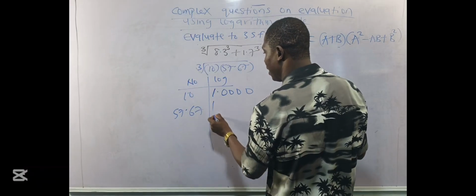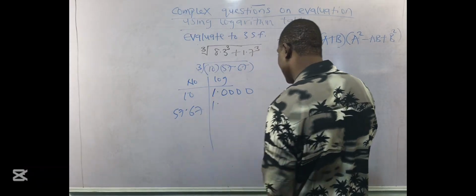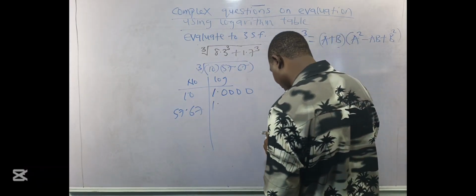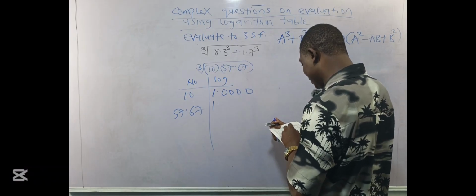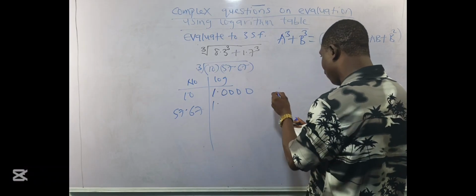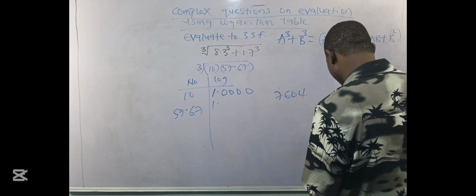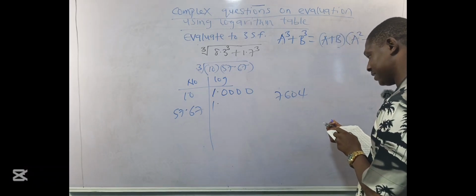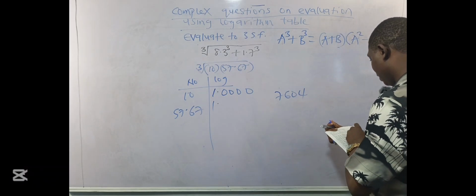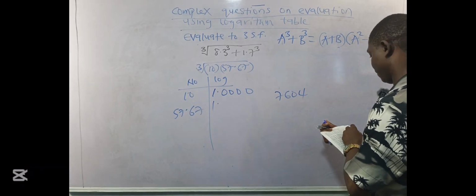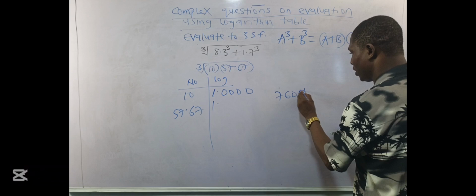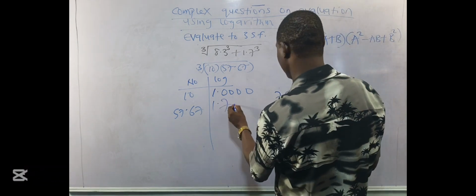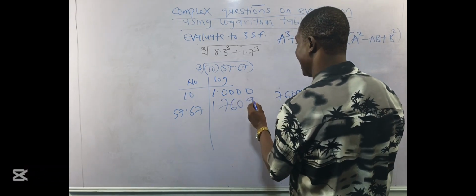57 under 6 is 7604. And the difference 7, 57 under 6. Difference 7 is 5. So here it becomes 9. So I have 7609.